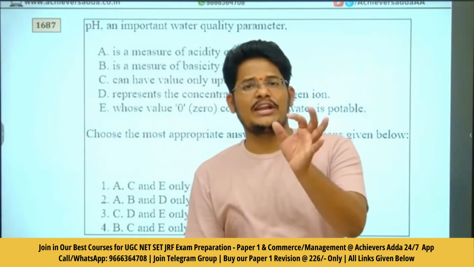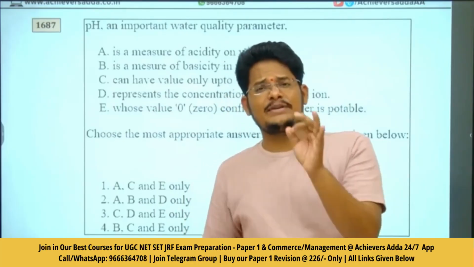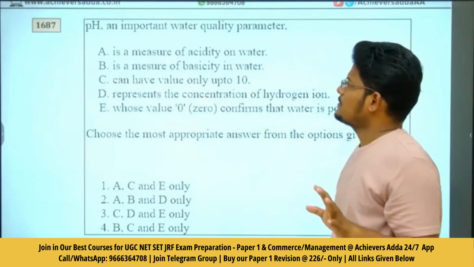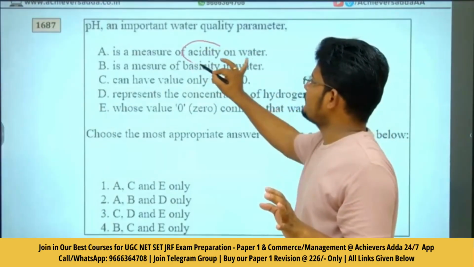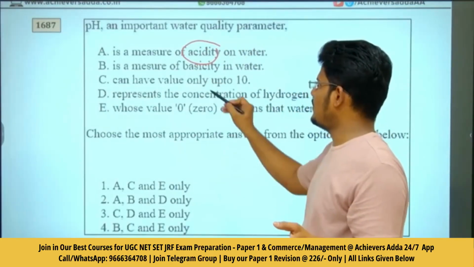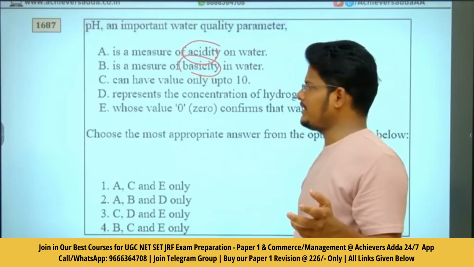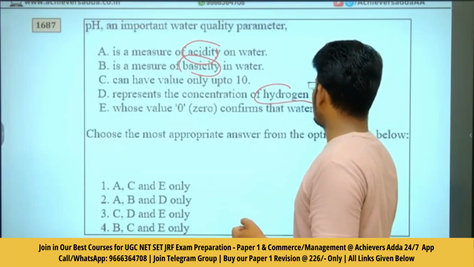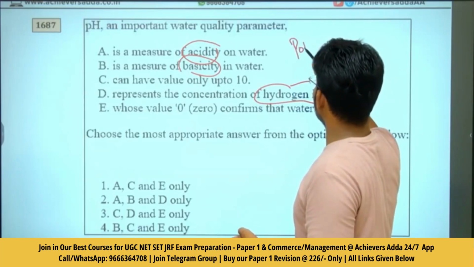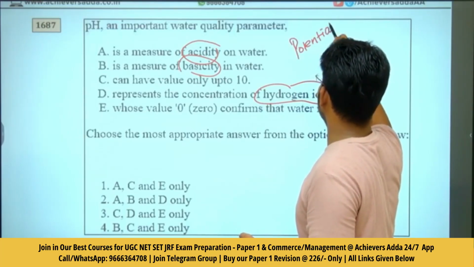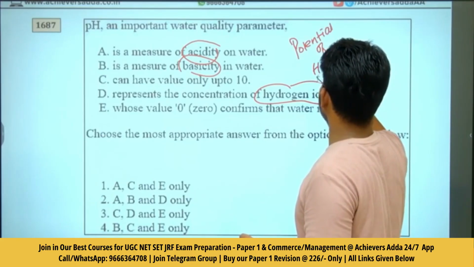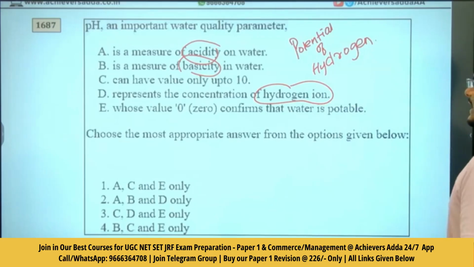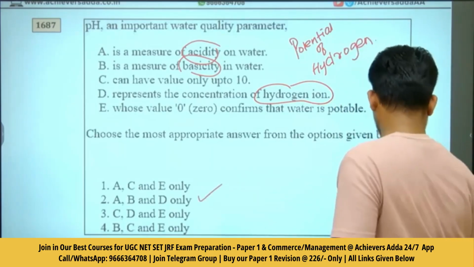The pH full form is potential of hydrogen, which is present in the water. Based on that, the quality of water will be decided. So it's a measure of acidity, how much acidity or basicity there is in the water, and the potability of the water. It is the concentration of hydrogen ions, which is why it is also called potential of hydrogen. A, B, D are the correct answers.